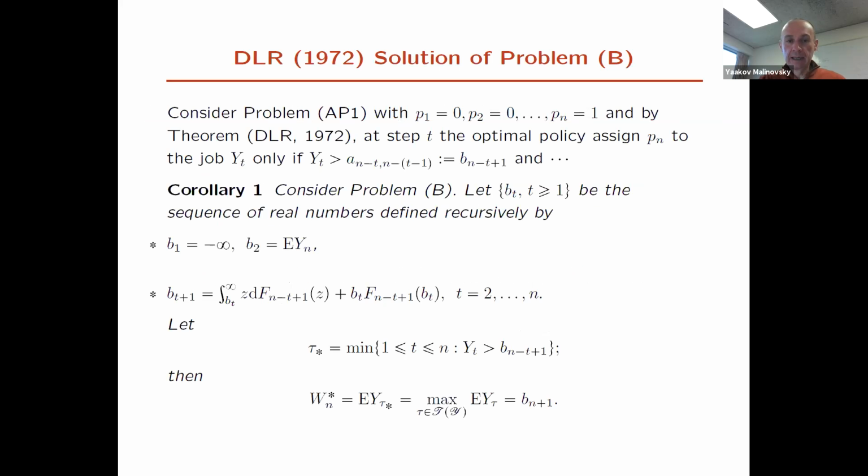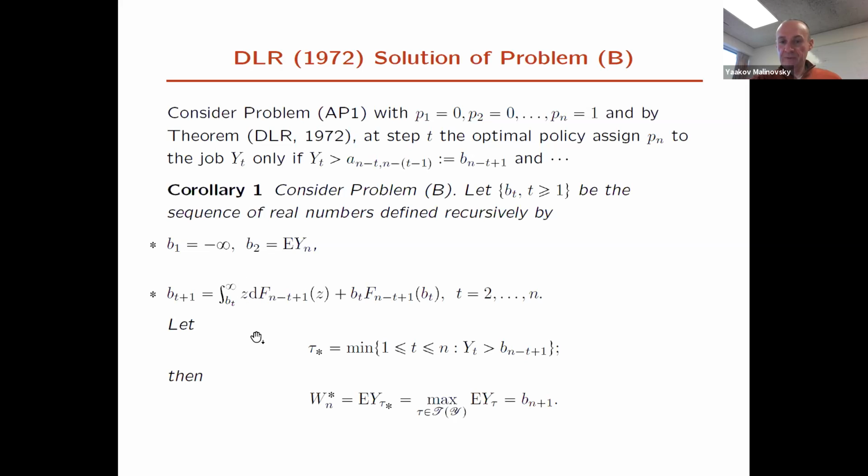Generally, Derman, Lieberman, and Ross solved this auxiliary stopping problem because you have only one stopping. In this case, you take all p's equal to 0 and only one p equal to 1. Then it can be reduced to a very simple stopping rule: you stop the first time Yt is strictly more than some particular value obtained by the Derman, Lieberman, and Ross algorithm. We call this value b, and this sequence b can be calculated in a very simple manner.